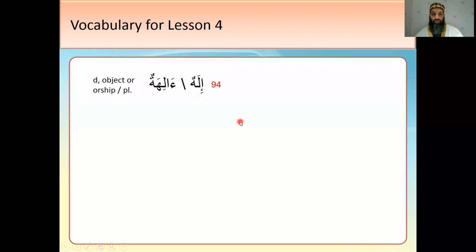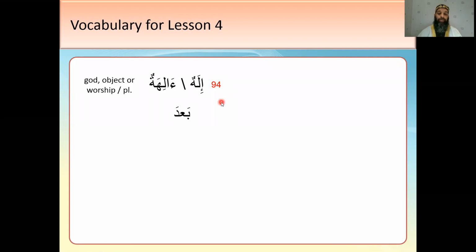Right. This one comes 94 times. Why is there a plural for God? Because false gods. The only ilah, the one who has the right to be worshipped, is Allah.